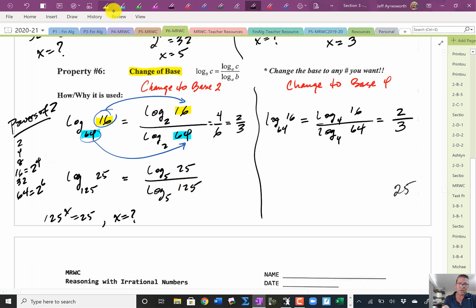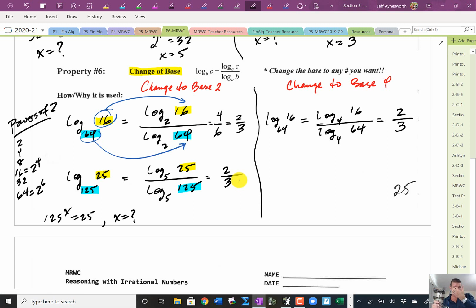Once again, 25 goes up top in the top argument. The base goes into the argument of the denominator. Since 5 squared is 25, the numerator is 2. Because 5 to the 2nd power gives you 25, and 5 cubed gives you 125, so this is 2/3 as well. And you can check that with a calculator too.